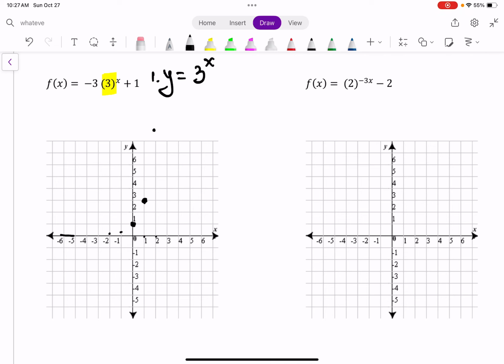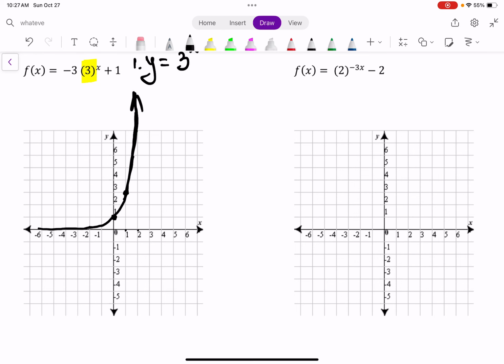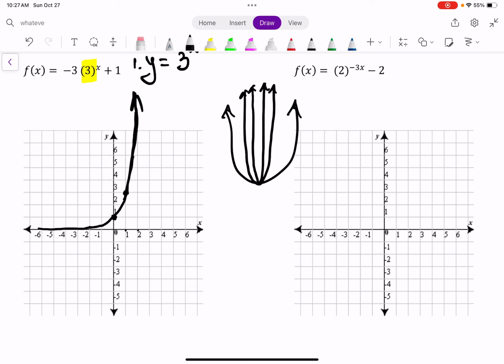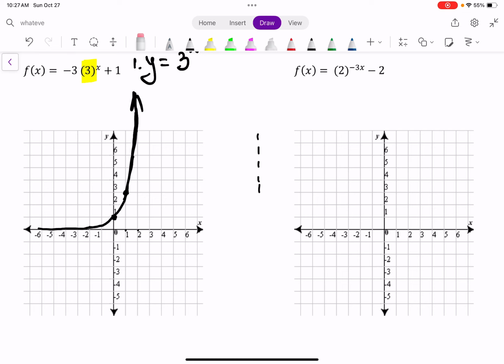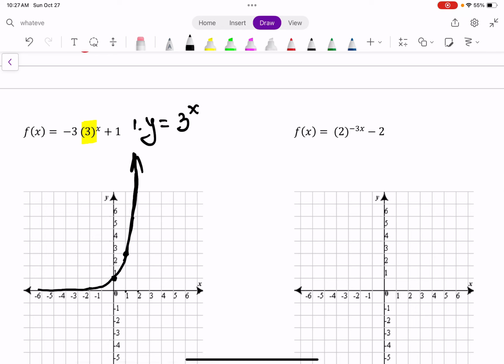So the shape is the same as that of 2 to the x, except a higher base makes the graph go up faster. So we say, same as with x squared versus x to the 4th versus x to the 6th, that the higher the exponent, the closer the graph gets to the axes, right? So it gets narrower and narrower. And the same thing happens here if we increase the base. So in other words, 4 to the x would come in even narrower.